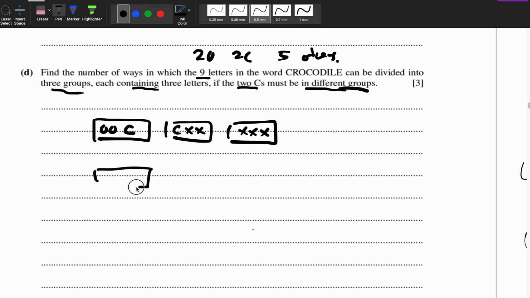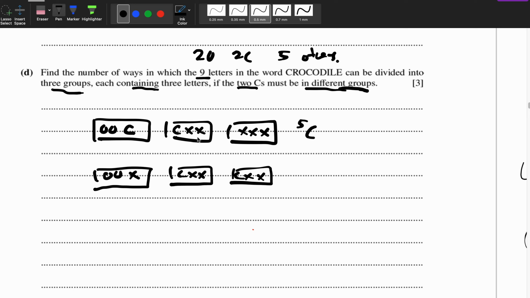What's the second one? C not together, so can also be OO, no C. It means C can be here, C can also be here. So we can see this is repeated, okay? And then, so these three are not repeated. So these two are fixed. The one not fixed, we have to count. So this one is, we have 5 choices.